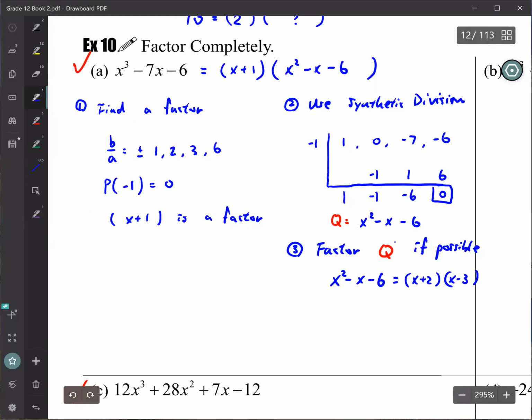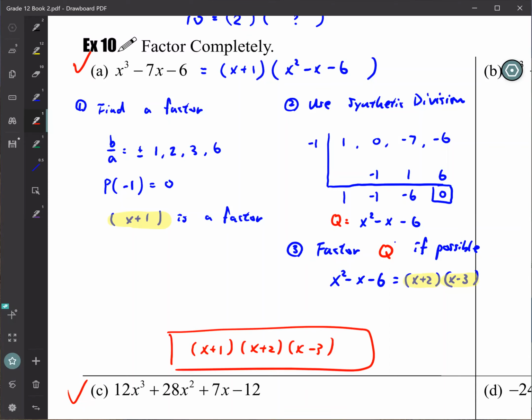Yeah, x minus 3, right? So that means in total, you would have x plus 1 is the first factor you found, right? Maybe you found something else, it doesn't matter. And then after you factor the quotient, you get 2 extra ones. So overall, you will have these 3, okay? It doesn't matter which one you start. If you start with x plus 2, then you will end up with x plus 1, x minus 3. Overall, it's the same. So your final answer will be x plus 1, x plus 2, x minus 3. That's your factor.